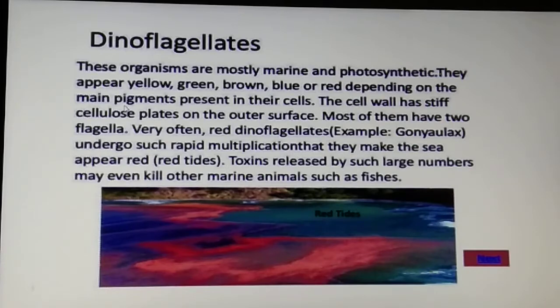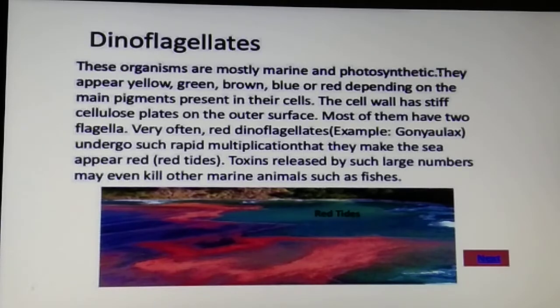Next one we have is dinoflagellates. These organisms are mostly marine and photosynthetic. They appear yellow, green, brown, blue or red depending upon the main pigments present in their cells. Students, the cell wall has stiff cellulose plates on the outer surface. Most of them have two flagella which help in their locomotion. One lies longitudinally and the other transversely in a furrow between the wall plates.